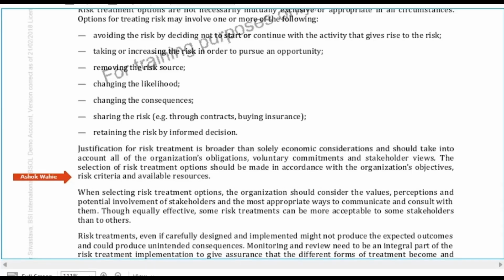Then look at the available resources. So the consideration is, do I have adequate resources? If I do not have adequate resources, then I will have to procure those resources. Now, do I have budget for it? Is the management going to support me? So these are the considerations when you are going to select. Selecting the risk treatment option is a very challenging activity, and that is why we must apply the principle of communication and consultation when selecting the risk treatment options.